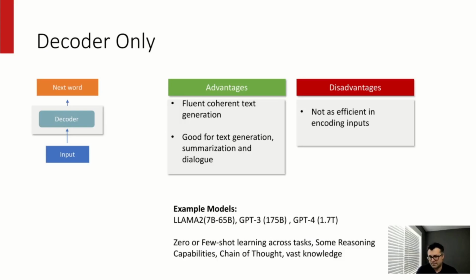But the advantage of these decoder-only models is that they can generate fluent and coherent language, as most people have witnessed. They're good at text generation and summarization and having a dialogue. But they're not as efficient in encoding inputs into numeric representations. So basically what that means is if you have some kind of a classification task, something where you just want to get the embeddings and then work with them, you want to really closely take a look at the other models.